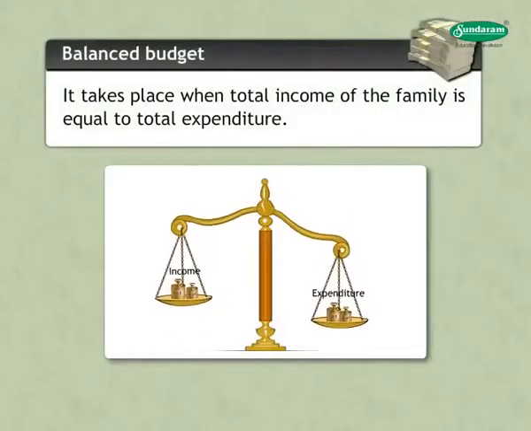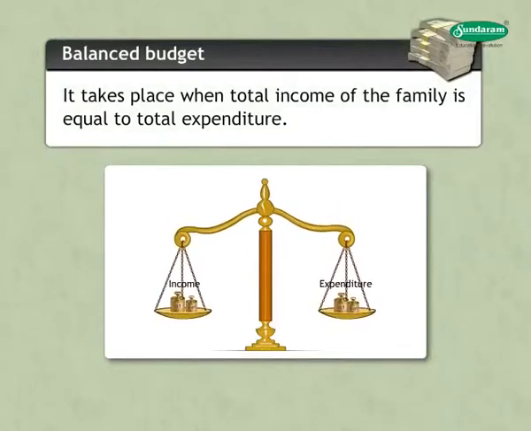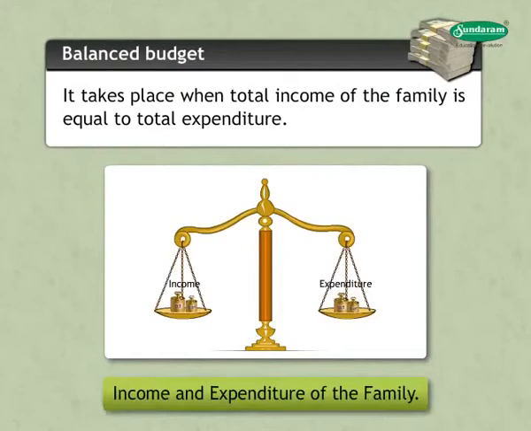3. Balanced budget. It takes place when total income of the family is equal to total expenditure. It maintains the balance between income and expenditure of the family.